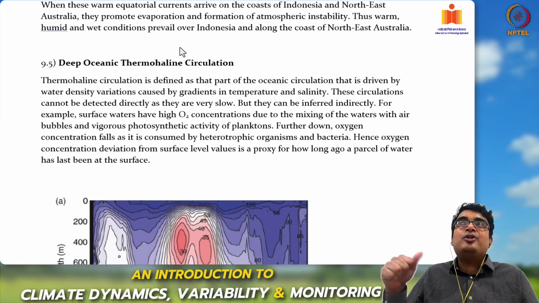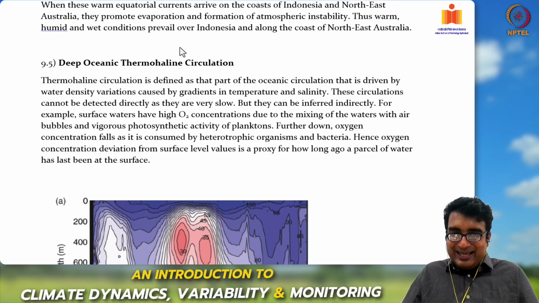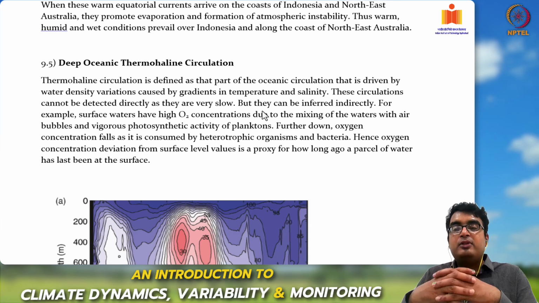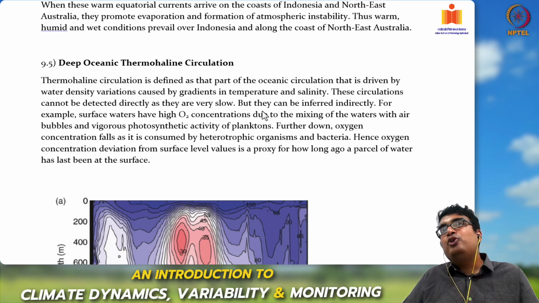Thermohaline because it is related to temperature and salinity gradients. Haline is basically representing salinity, thermo is of course temperature. So thermohaline circulation is defined as that part of the oceanic circulation that is driven by water density variations caused by gradients in temperature and salinity. These circulations cannot usually be detected directly because they are extremely slow. What scientists do is they use proxies to understand how these circulation systems are happening.